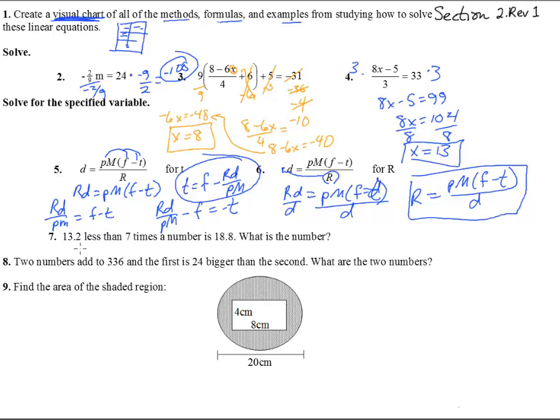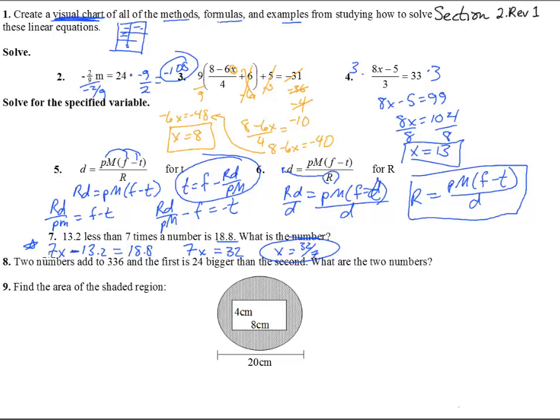Number 7, 13.2 less than 7 times a number, we don't know what the number is, equals 18.8. There's our equation. We're in Happy Land. We can do this. Add 13.2 to both sides. We get 7x equals 32. Divide by 7. We get x equals 32 sevenths. You can turn that into a decimal if you want.